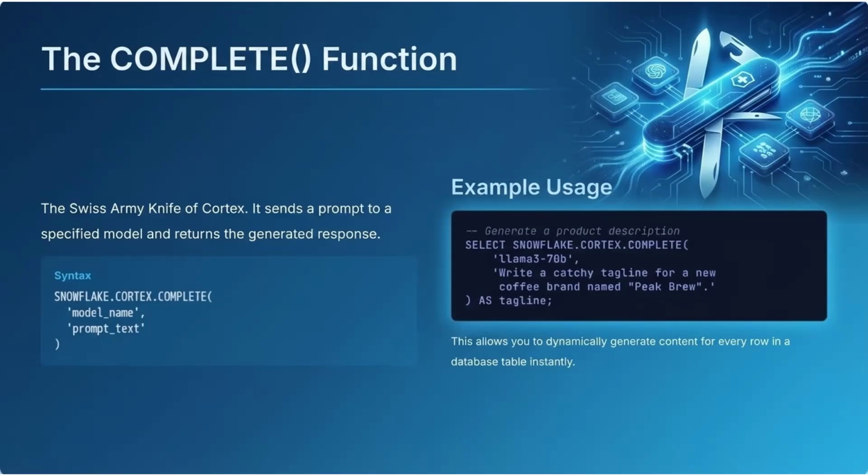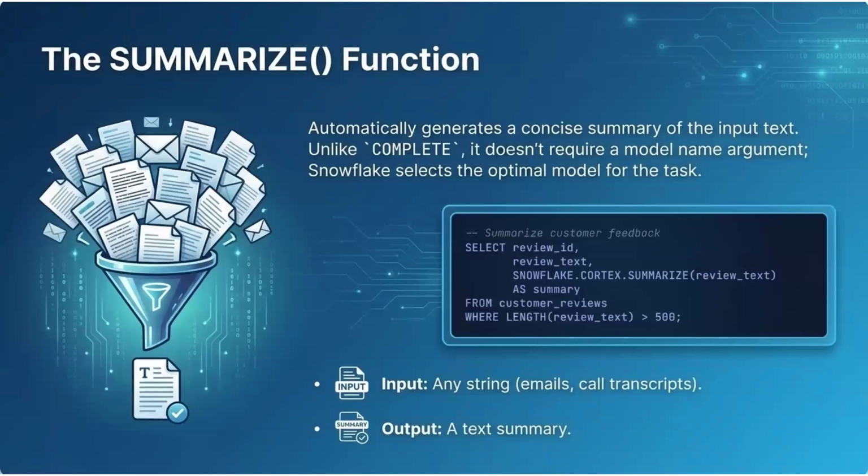Okay, this is the AI complete, and summarization. Unlike complete, it will not require any model as an argument, but it will select the best model to generate this particular summary. So I have a review text with a very lengthy paragraph the customer has written, like emails or, as I mentioned, call transcriptions. A conversation between a customer and the call center executive may go on for 1 hour.